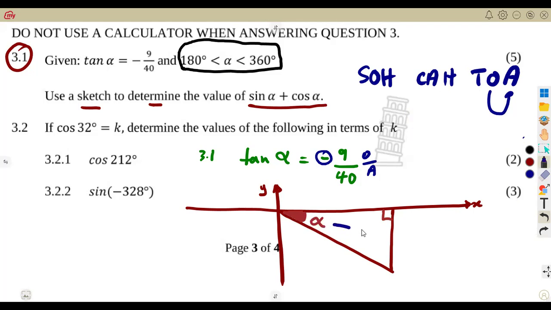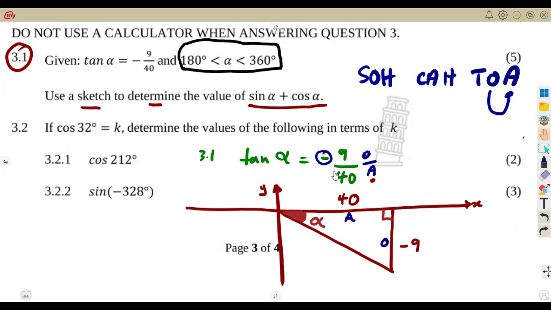what would be the opposite? The one that faces alpha is our opposite. So our opposite is -9. This is our adjacent, which is 40 according to alpha. This is the opposite. So what we need is to determine the hypotenuse in this case. We need the hypotenuse so that we can answer this question. Because the moment we need sine, sine is opposite over hypotenuse. We need that hypotenuse.